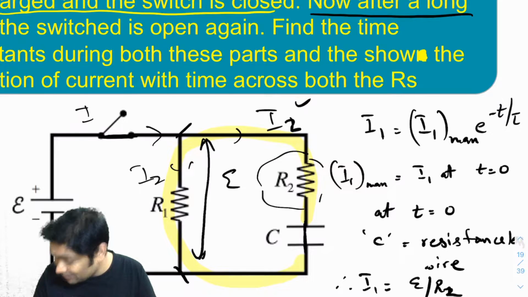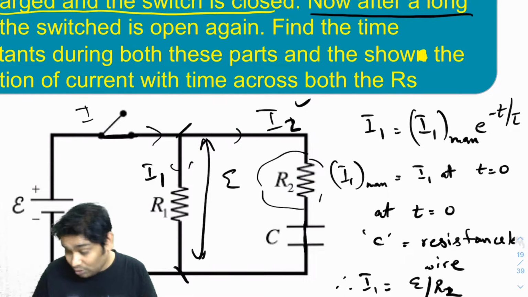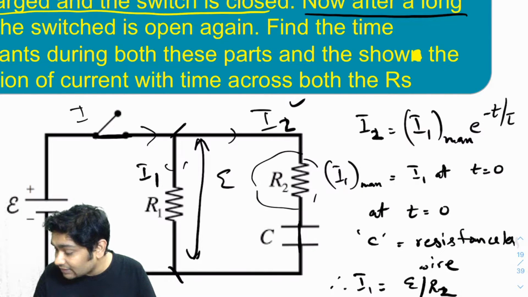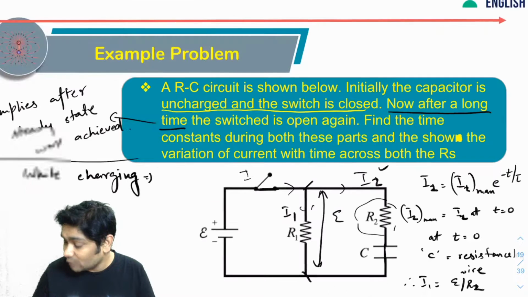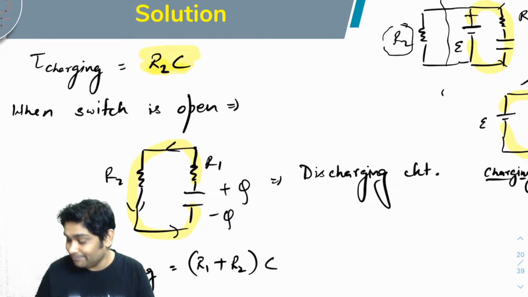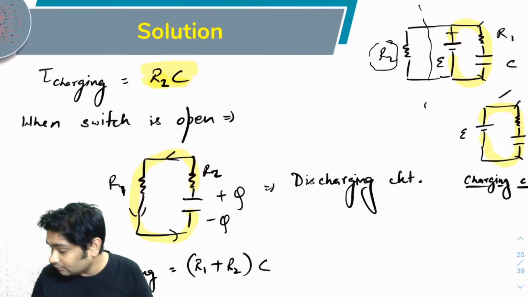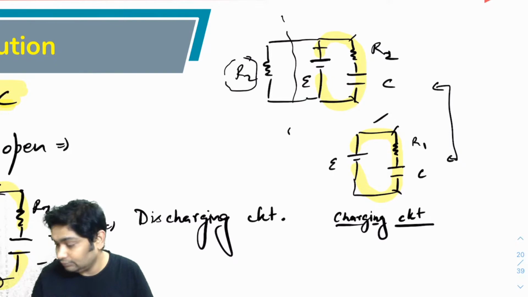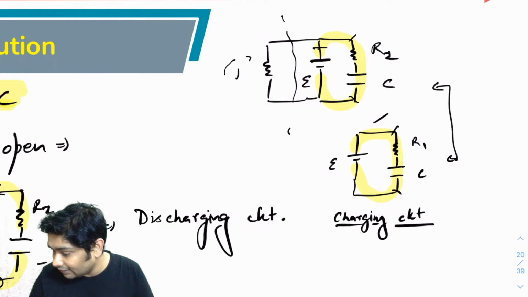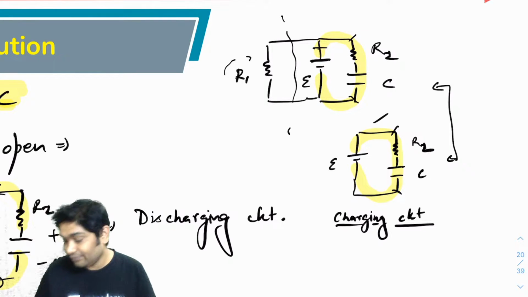Let's keep them consistent. Let's call everything related to 1 as 1 and everything related to 2 as 2. So let's write this, this, this, this. Then here also the tau would have R2 by R2C. So I think I chose the wrong subscripts. Let me just correct that quickly. Okay.